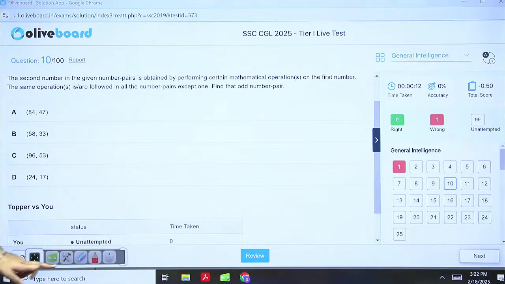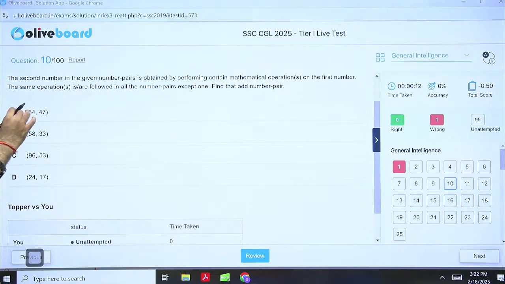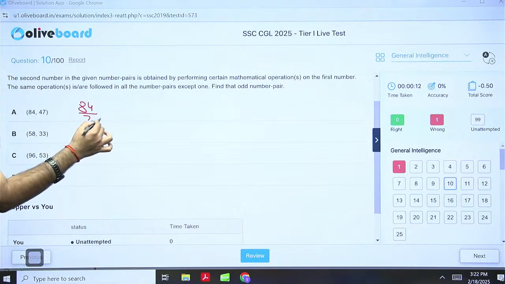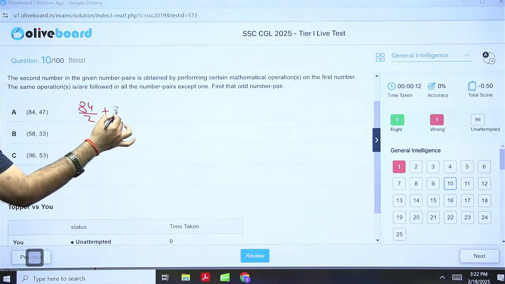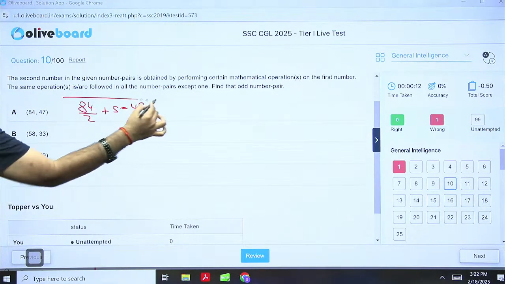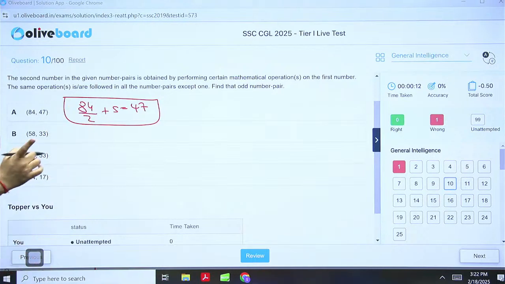Okay, now again, when you see, there is a slight reduction happening here in all the terms. Now, what is the logic being followed? If you clearly observe, you divide 84 by 2, you get 42, you increase it by 5, you get 47. Now, if you check clearly, everything is following that logic except for one option. Look at 96. So, this is 48 plus 5, 53, correct. 24 half, 12 plus 5, 17, correct.